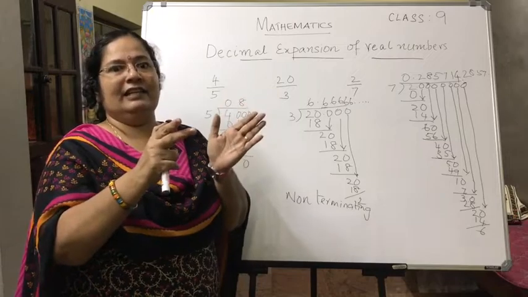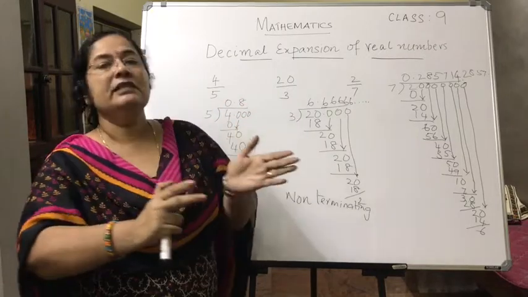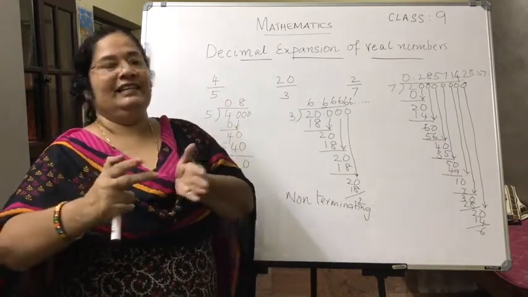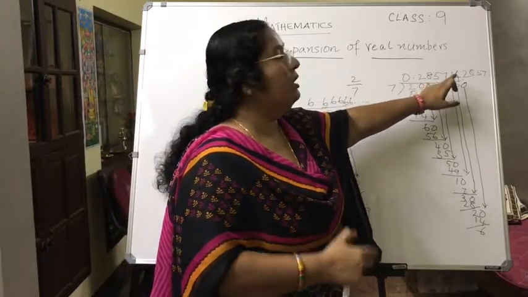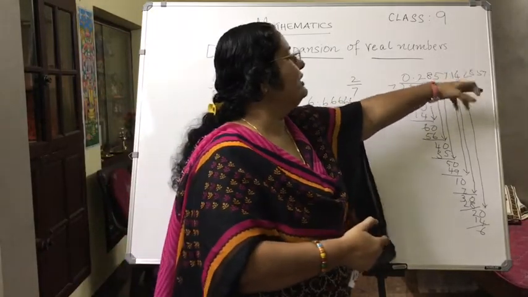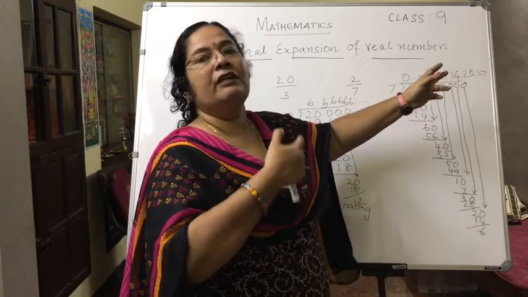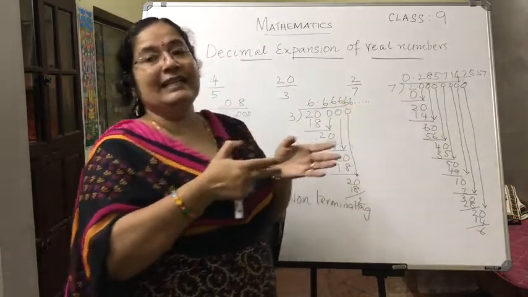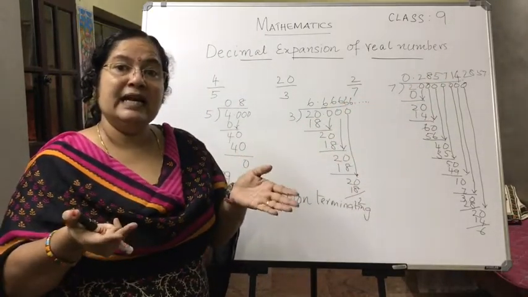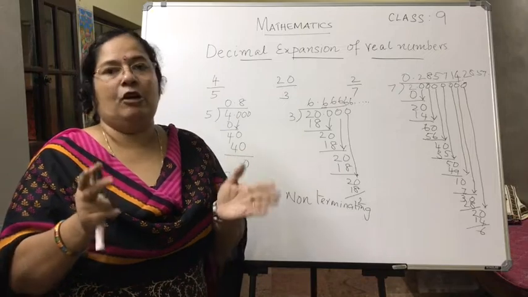A set of digits are there. After that, the same set of digits are repeated. See here 285714. Again you are getting 285714. Again you will get 285714. So the digits are being repeated after a particular slot.